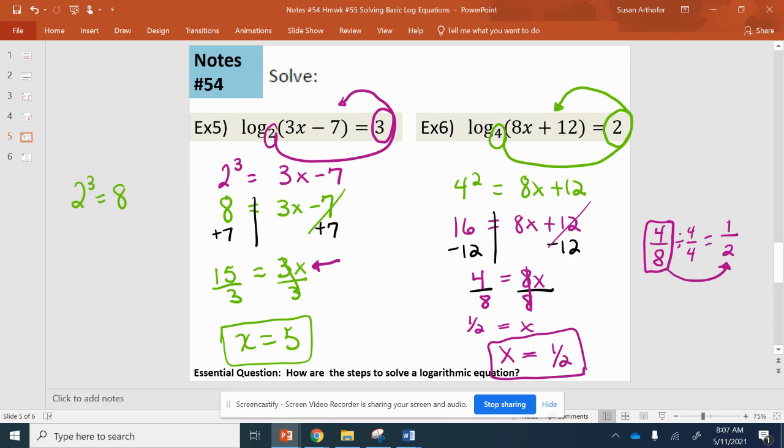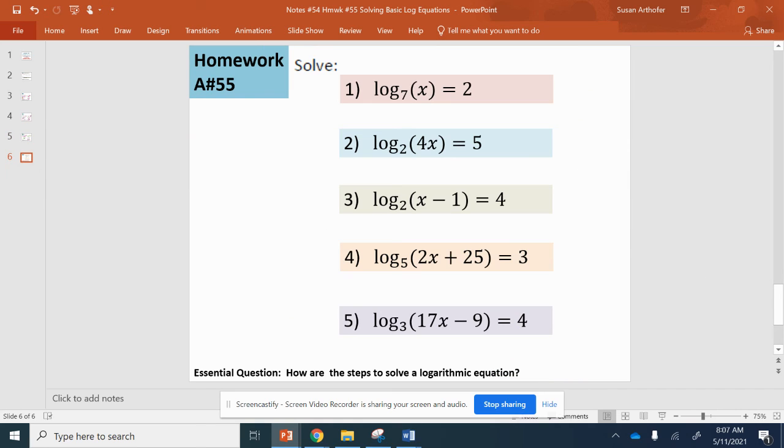So there we go. We're going to move on to your homework on the next slide. So there's 5 problems right here. Hit pause. Copy those down. Show your work. Box your final answers.